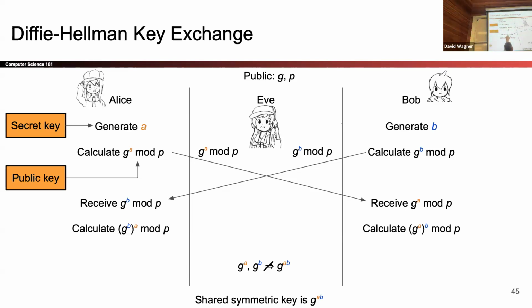Alice receives g to the B mod p from Bob, and then she exponentiates with her secret number. So she gets g to the B, then raised to the A power. Bob gets g to the A from Alice, and then he exponentiates that with his secret number. So he gets g to the A and then raised to the B power. And by what we just said, g to the B to the A is the same as g to the A to the B. So they end up with the same final number. That final number is g to the A times B power. They both end up with that number.